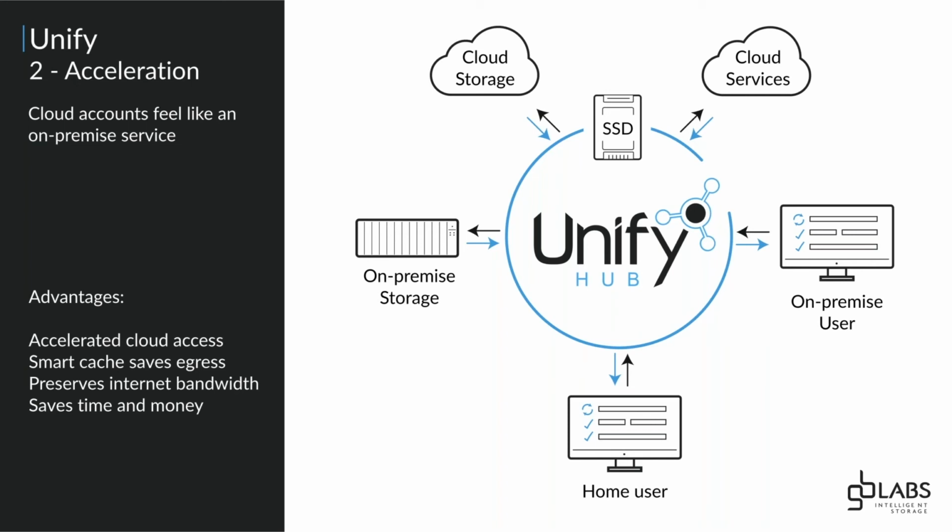There's also a smart cache that saves egress. This also critically preserves internet bandwidth. So I mentioned earlier that we're all using our internet bandwidth at home, but of course, the more workers you have trying to interface with your office, you end up with quite a big contention. So preserving internet bandwidth is really key in trying to make people work remotely or even with the cloud.